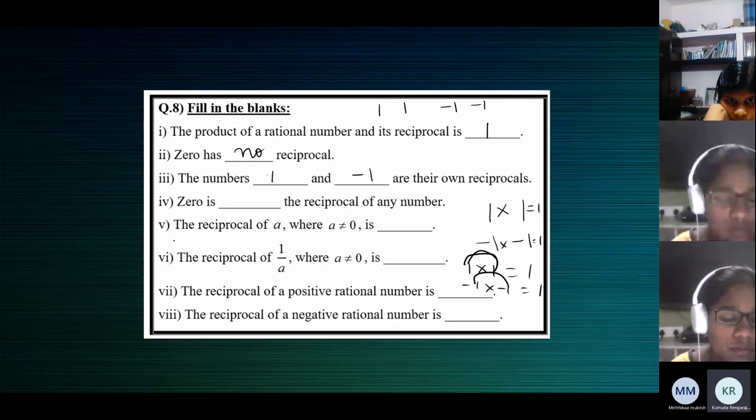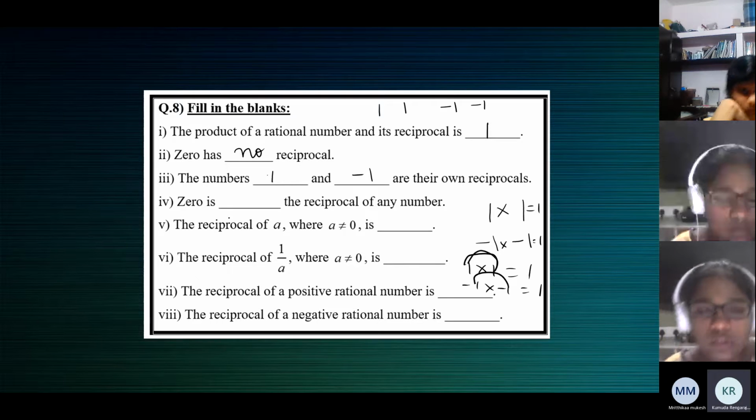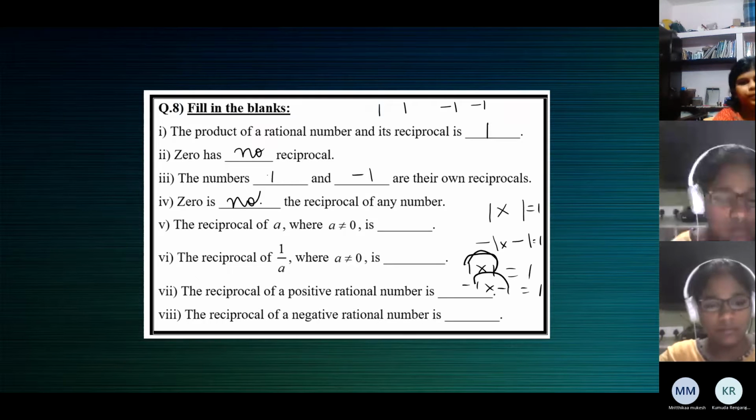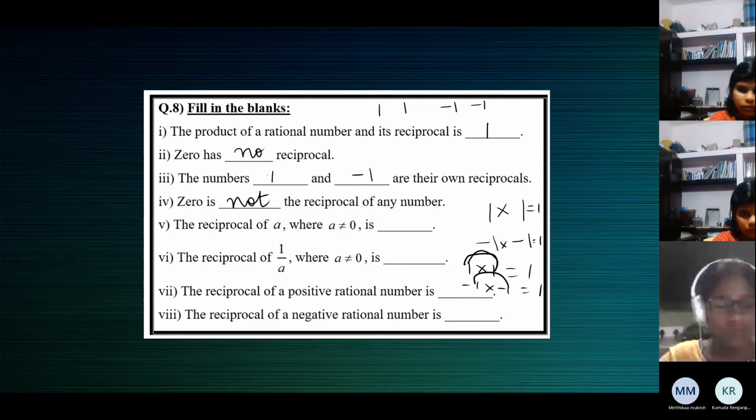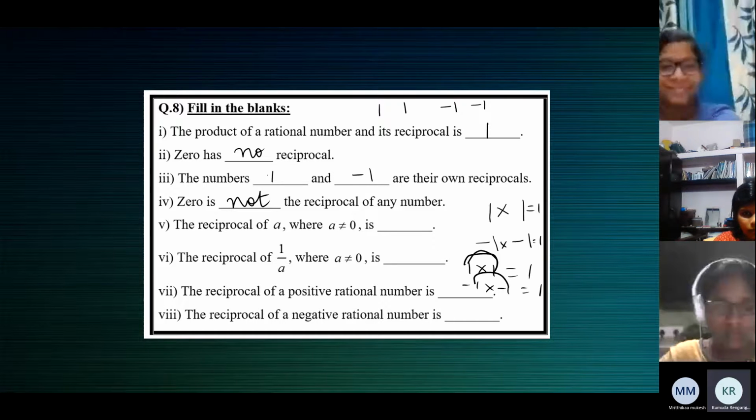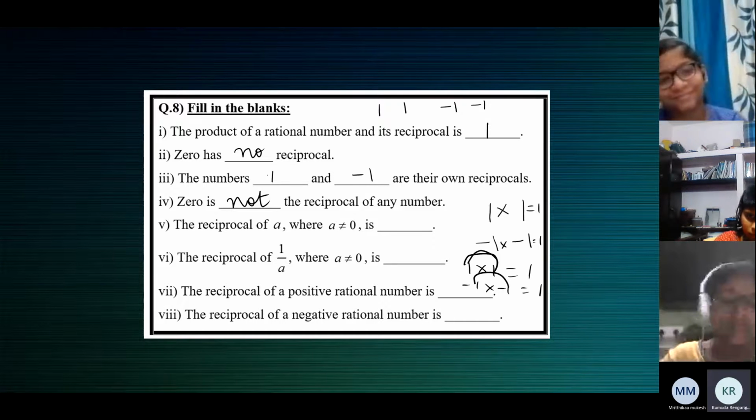Zero is not the reciprocal of any number. Correct? Yes, ma'am. Ma'am, I thought something complicated. Yeah, that's what happened. Correct. 0 is not the reciprocal of any number.